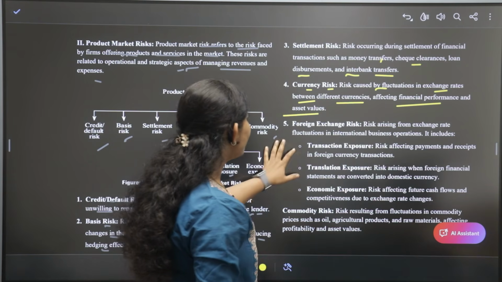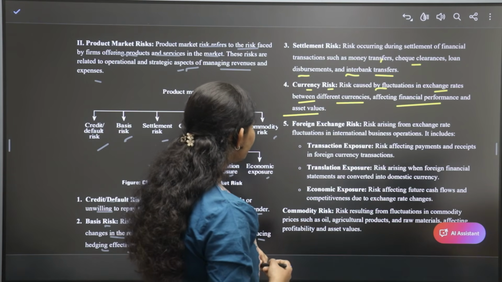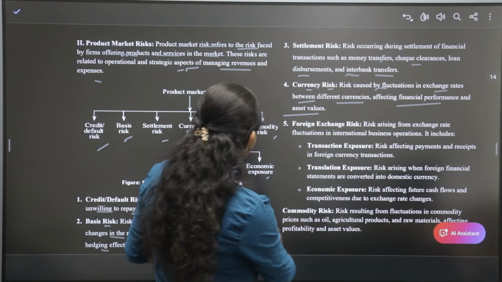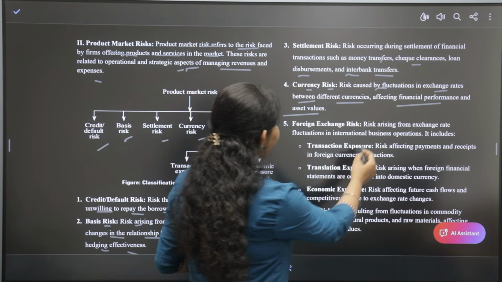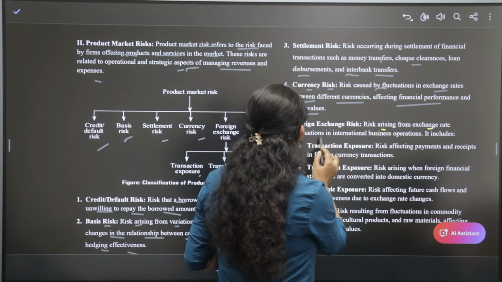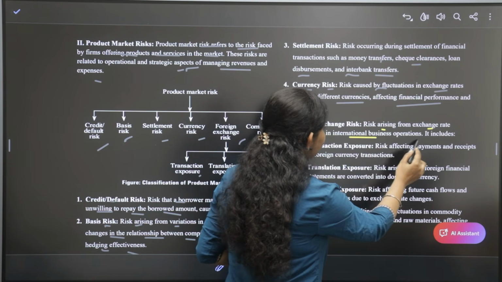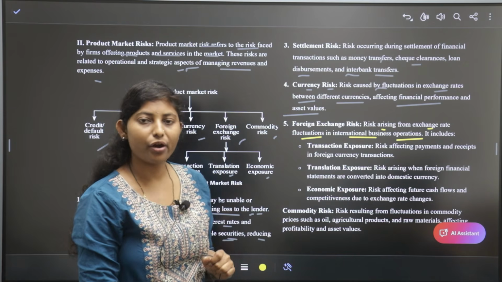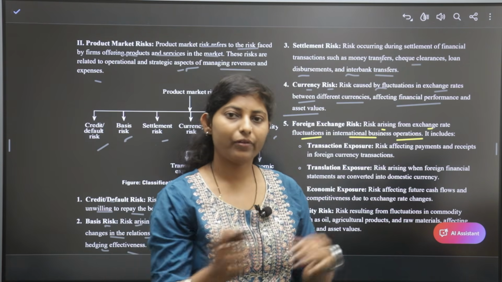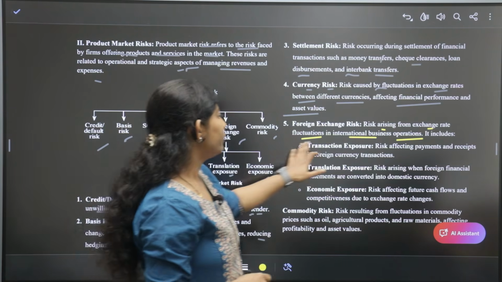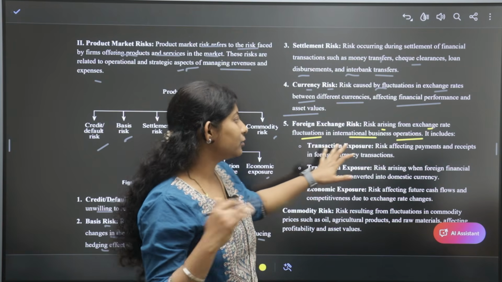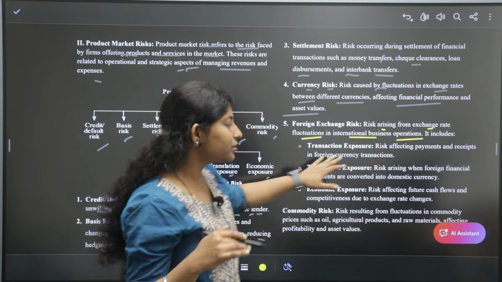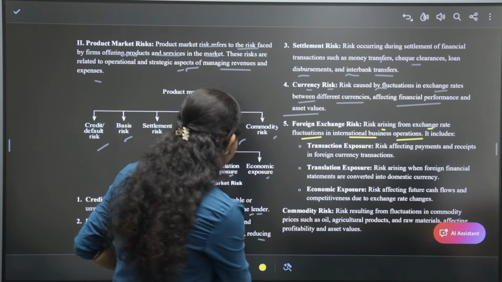Next we have foreign exchange risk. Here in foreign exchange risk we have different types. Let's know the meaning. It is a risk arising from foreign exchange rate fluctuations in international business operations. So here the risk arises from the fluctuation in the foreign exchange rate where you are doing international business. At the time of international business operation, when this risk occurs, we say foreign exchange rate risk.